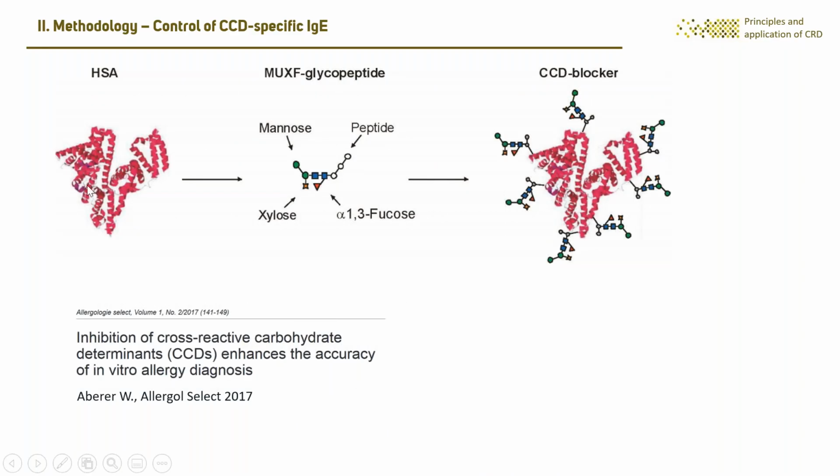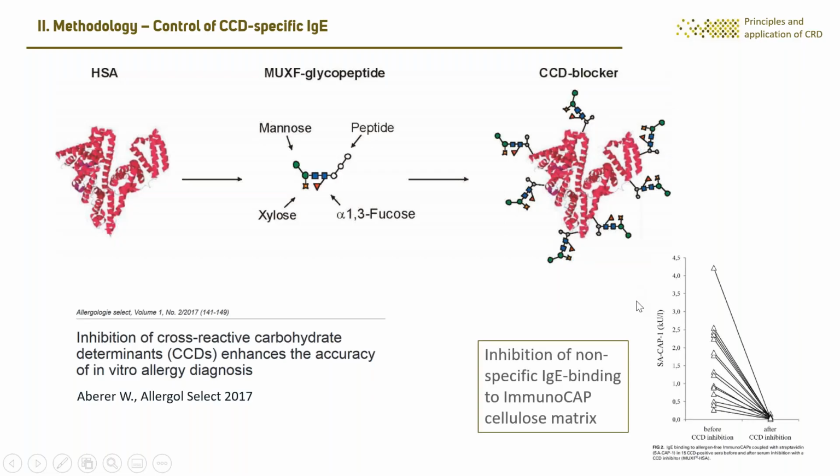Such a blocker, for example, is shown here. This is human serum albumin, and by biochemical methods, such CCD moieties have been linked to this human serum albumin. And if you now use this as a blocker, this works quite nicely.